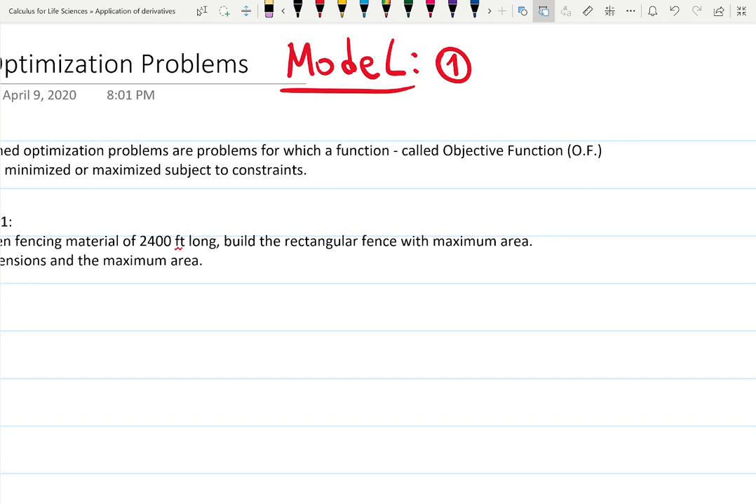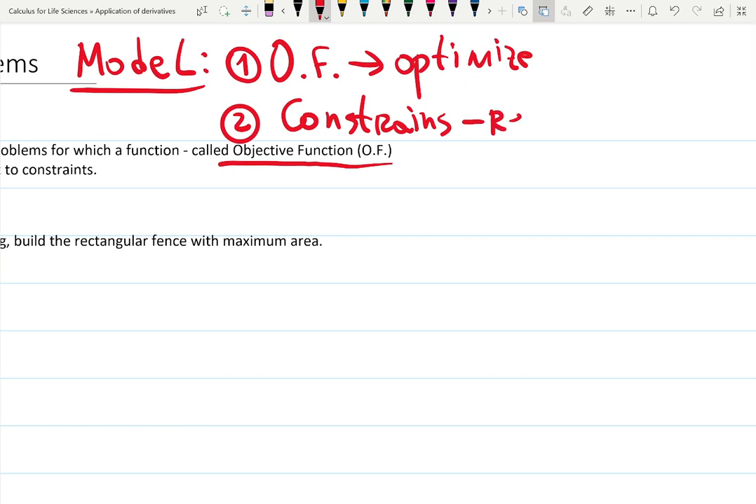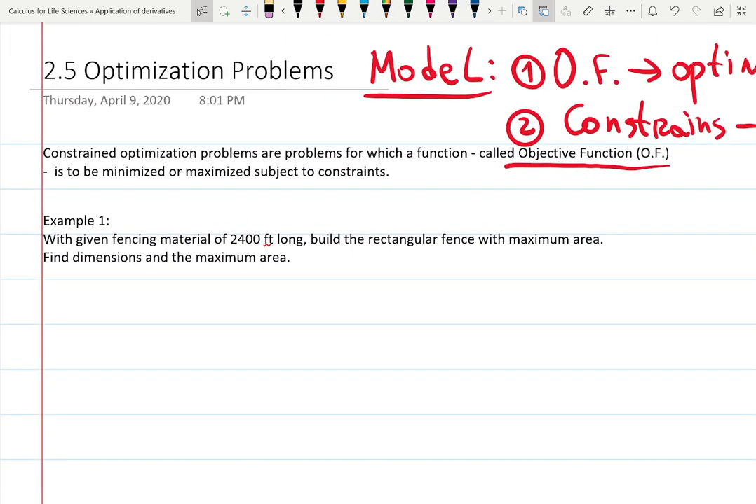In this short class, we're going to teach you a model in 2 steps. We're going to have an objective function, which I call OF. The objective function is the one we want to optimize. And the second one, we're going to have constraints, which are just my restrictions, like a domain, or maybe a limited number of building materials, a limited number of antibiotics you have in this particular hospital.